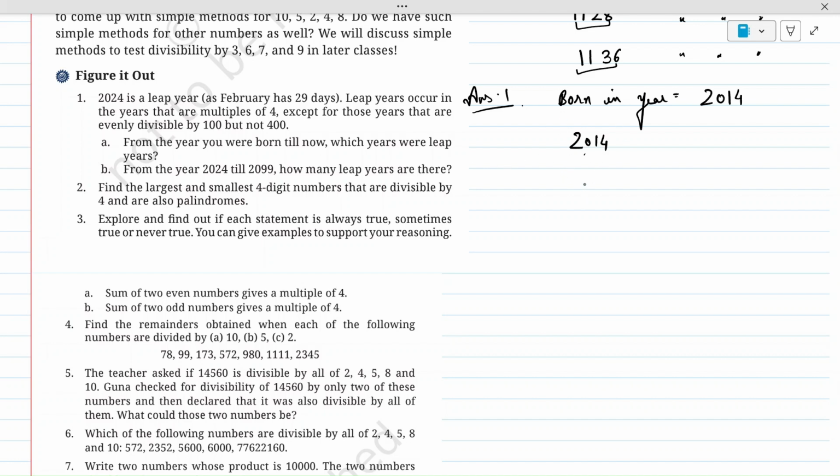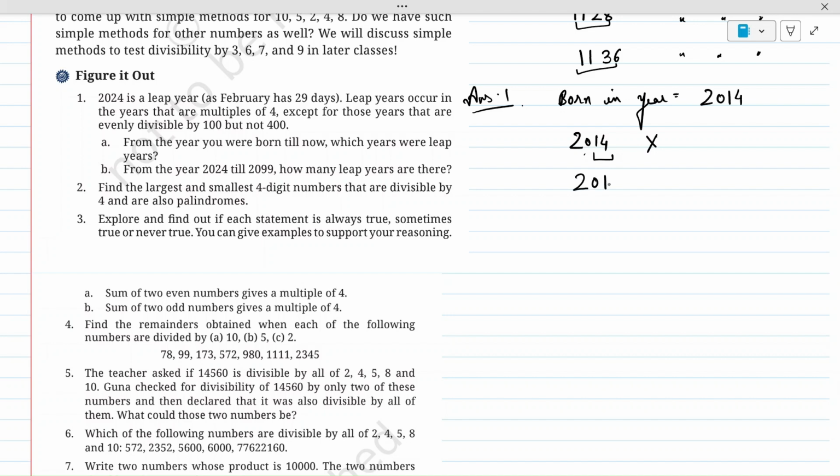To find that, I'm going to check the last two digits. Since the last two digits are 14, which is not divisible by 4, and we know that leap years occur at an interval of 4 years, we check if the given year is divisible by 4. For that, we check the last two digits, because to check if a number is divisible by 4, we see the last two digits. So 14 is not divisible by 4, so it's not a leap year. Then 2015, 15 is also not divisible.